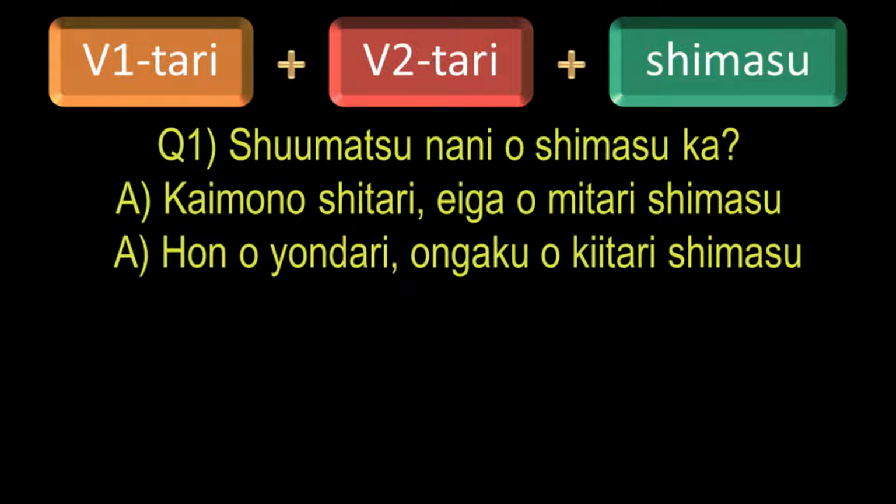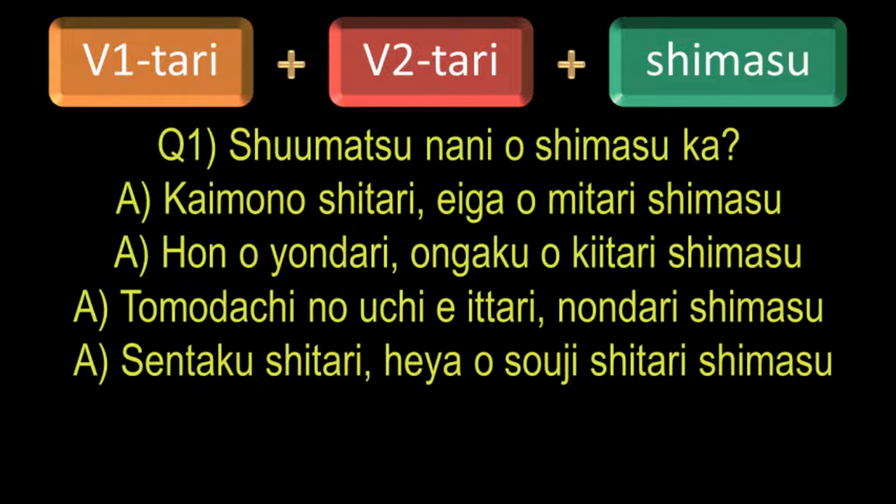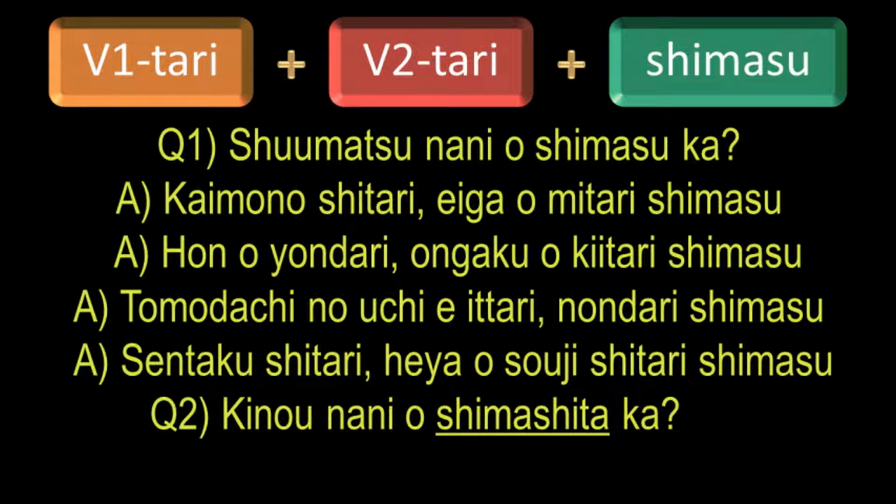Let me give you another example. To say I go to my friend's house and drink, among other things, in Japanese it will be tomodachi no uchi e ittari, nondari shimasu. Let me give you another example. To say I wash clothes and clean my room, among other things, in Japanese it will be sentaku shitari, heya o souji shitari shimasu.